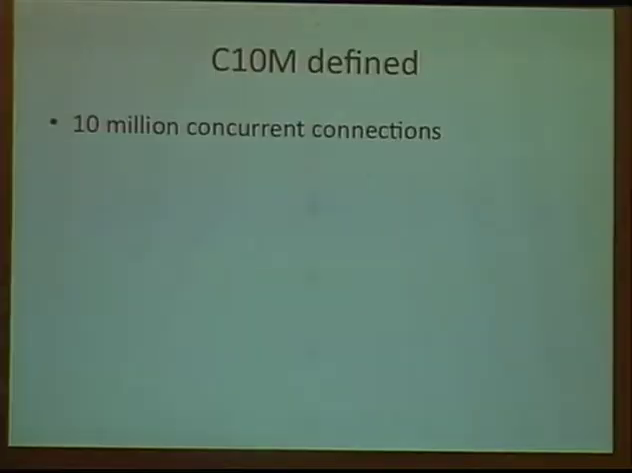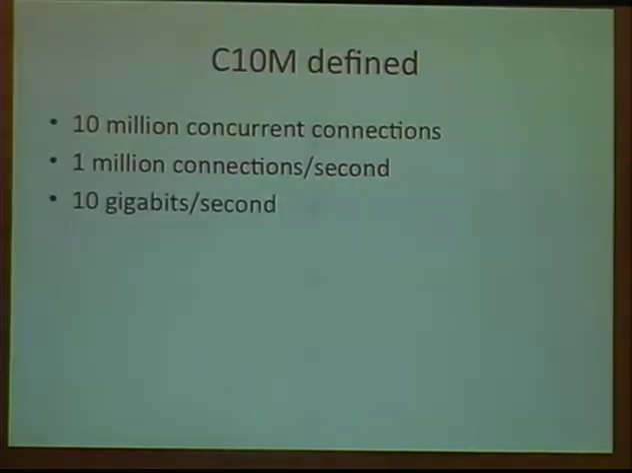So I'm going to define what I mean by C10M. The first thing is 10 million, from the name: 10 million concurrent connections. C10K was 10,000 connections, now it's 10 million connections. But more than that, there are a bunch of other scalability metrics, one of which is the number of connections per second, the number of HTTP requests per second. For 10 million connections, you need to be able to sustain a rate of about 1 million connections or requests per second. That means that every one of those connections can last about 10 seconds.